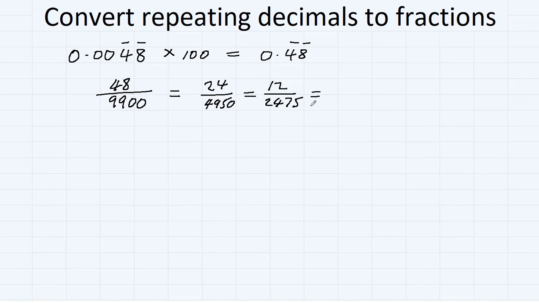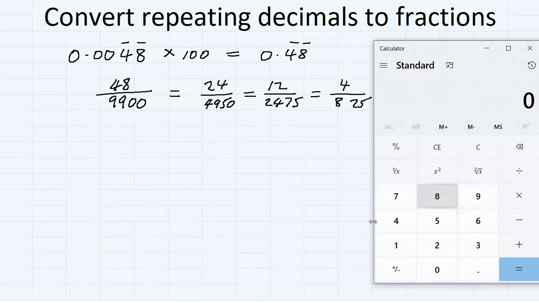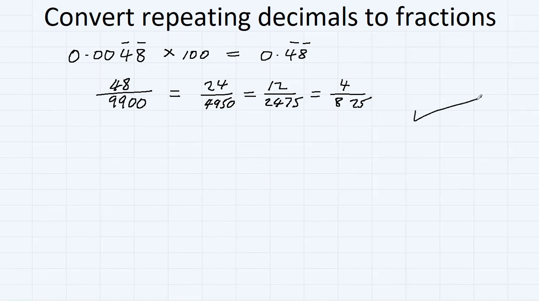Adding these digits up tells us that we can divide this by 3. So this becomes 4 over 825. And that looks like our final answer. Okay, let's check that on the calculator. This is 4 divided by 825 equals 0.00484848. Okay, that's good. We are correct.